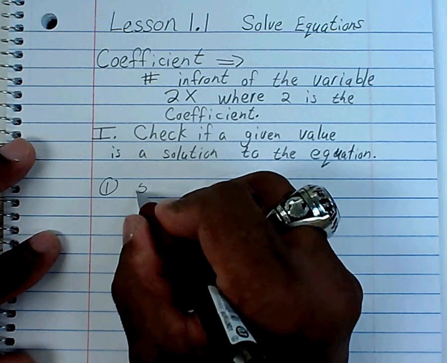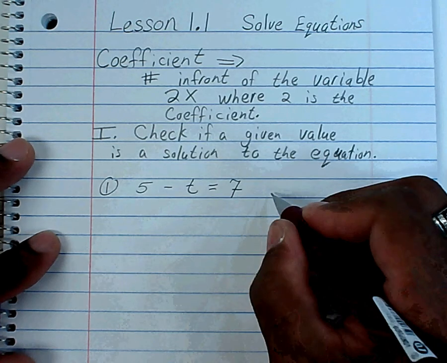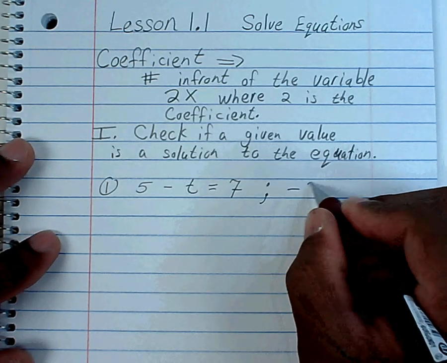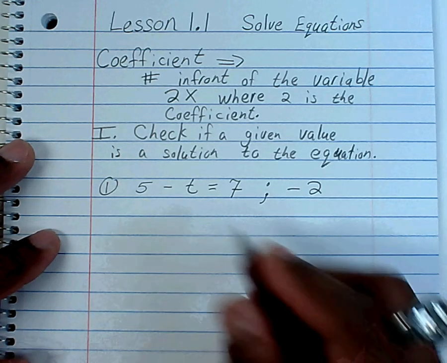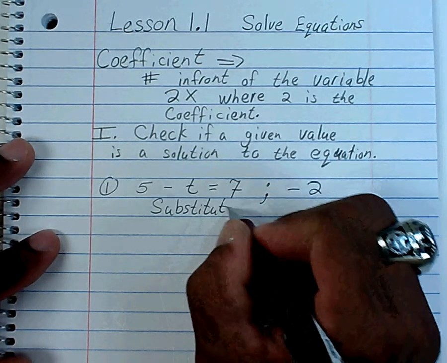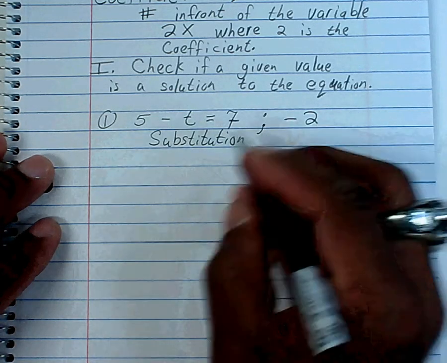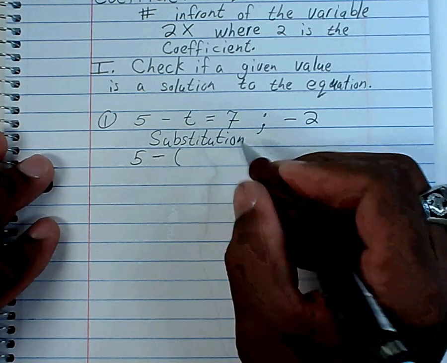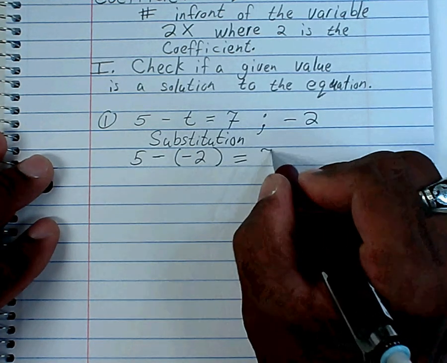First of all, we've got 5 minus t equals 7. And we want to check to see if negative 2 is a solution to that particular equation. We're going to use the idea of substitution. To do that, in place of the letter t, I'm going to put a negative 2. So my equation is now 5 minus, in place of t, negative 2, inside parentheses, equals 7.